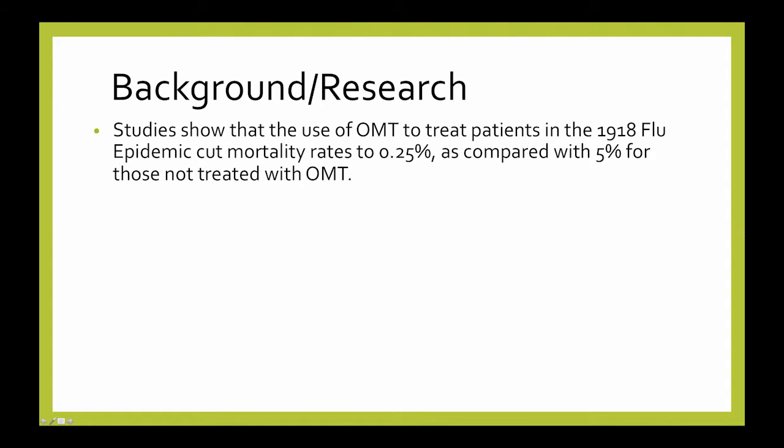You have studies that were done from the 1918 flu epidemic. The research showed that if the patient was treated with OMT, their mortality rate was 0.25%. If they were treated only with conventional therapy, then they had a mortality rate of 5%. So it was more beneficial and your mortality rates improved when you used conventional treatment along with OMT.